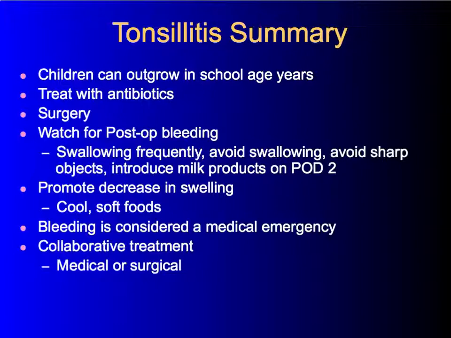So this is just a summary of tonsillitis in general. Children generally outgrow it in their school age years, and so it is usually treated with antibiotics. But if they are not working and they have frequent tonsillitis, then surgery can be considered. So you want to watch out for postoperative bleeding, and the biggest sign for that would be swallowing frequently. And in order to prevent post-op bleeding, have them avoid swallowing sharp objects, and milk should be introduced on postoperative day 2. To promote a decrease in swelling, offer cool, soft foods, and bleeding is considered a medical emergency where the child should go to the nearest emergency room immediately for immediate surgery.